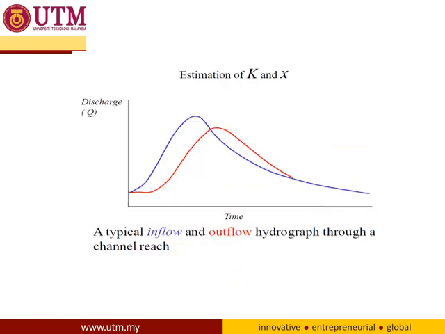Okay, so this is a typical inflow and outflow hydrograph. It's the same thing that I explained before in reservoir routing. So similar to channel routing, we have inflow and outflow. The blue color is inflow, red is outflow. So if you plot, it will probably look like this.